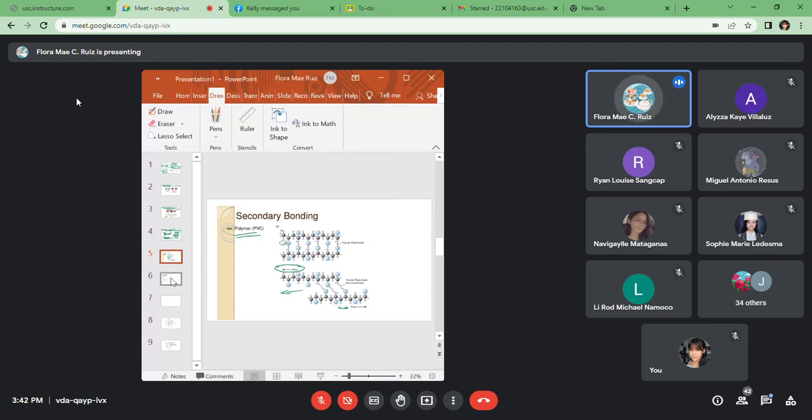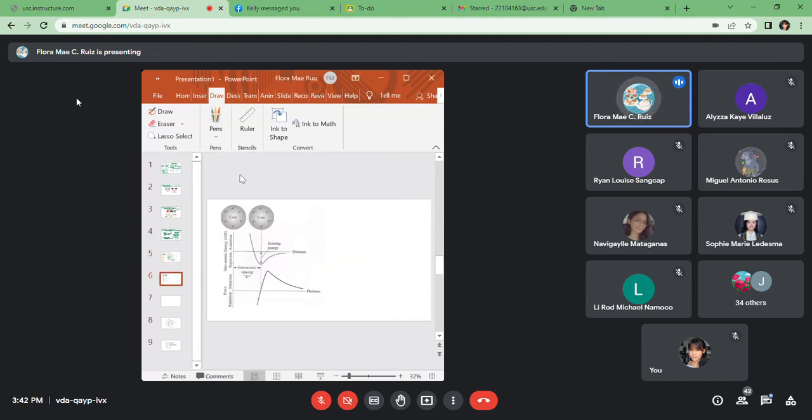Now, let us talk about binding energy and interatomic spacing. So interatomic spacing, this is the equilibrium distance between atoms, and it is caused by a balance between the repulsive and attractive forces. In the metallic bond, for example, the attraction between the electrons and the ion cores is balanced by the repulsion between the ion cores themselves.